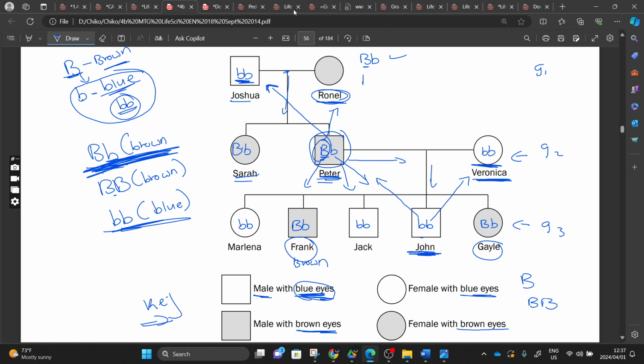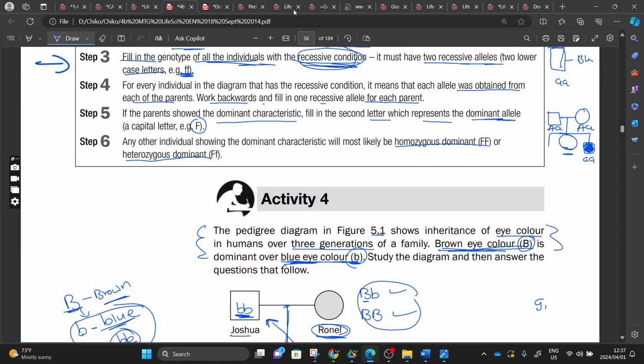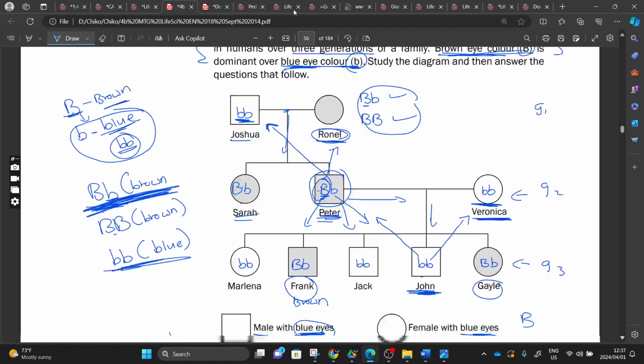And then we also have another possibility. If she's like this, will she be brown? Yes. Will she be able to give capital letter B and capital letter B? Then here's the statement that we see here, that any other individual showing the dominant characteristic will most likely be homozygous dominant or heterozygous dominant, right?